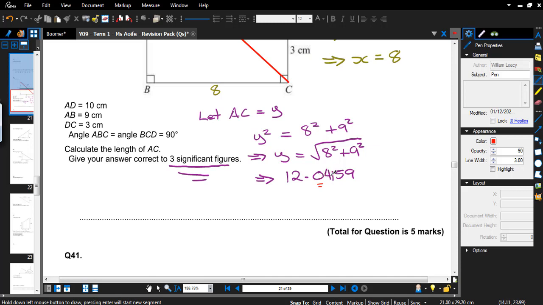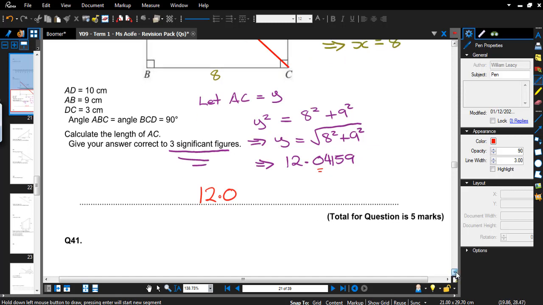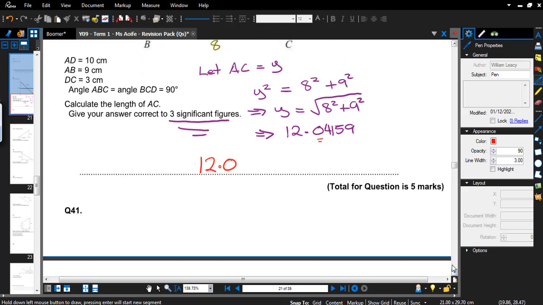We look to the right. It's 4, so we don't round up. So the answer is going to be 12.0. Don't put it as 12. It's 12.0 because you have 1, 2, 3 significant figures. You have to show them. Alrighty, let's go to 48.